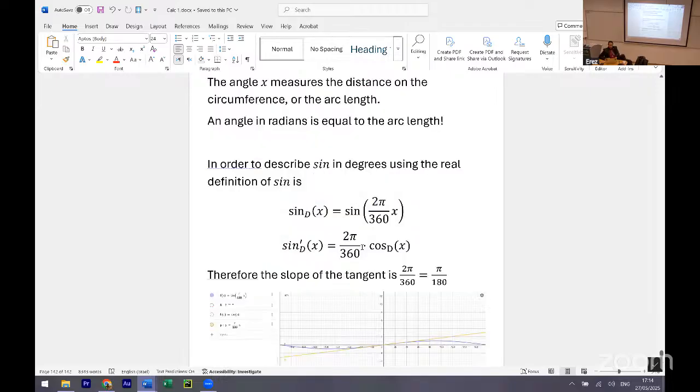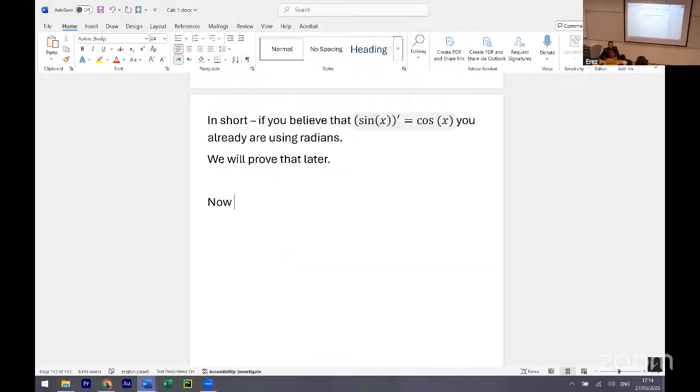So now let's study some properties of the trigonometric functions, starting with SOHCAHTOA.